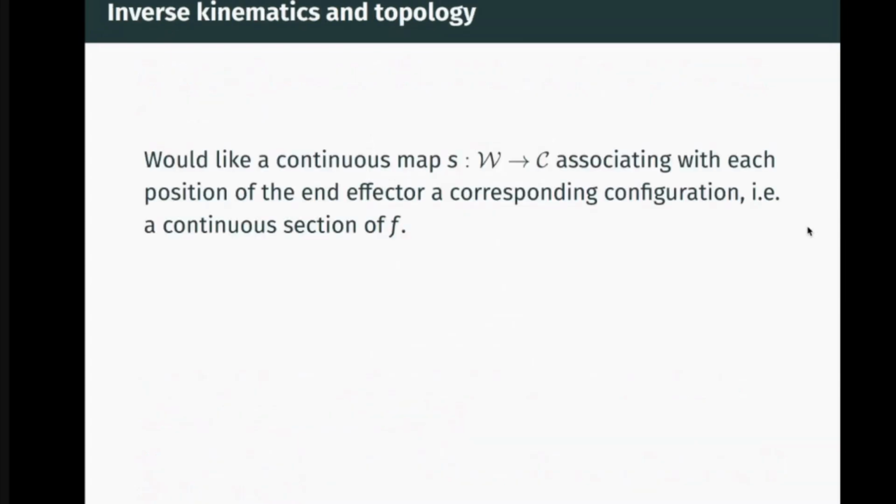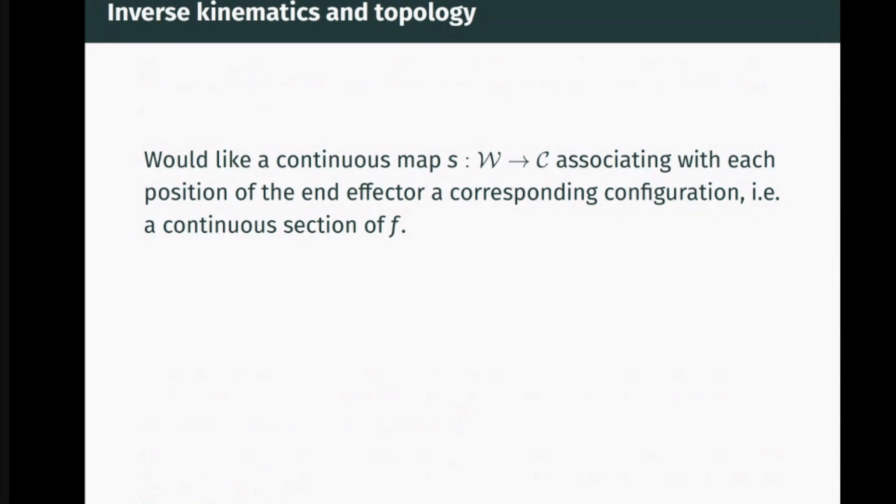The more complicated thing now is so-called inverse kinematics, where we want to go in the other direction. So what we would like would be to have a continuous map from the workspace to the configuration space, which kind of continuously associates with each position of this end effector some configuration which does this nicely. This corresponds to the work map, of course. And this is much harder to get. So this would be a continuous section of this forward kinematic map F.